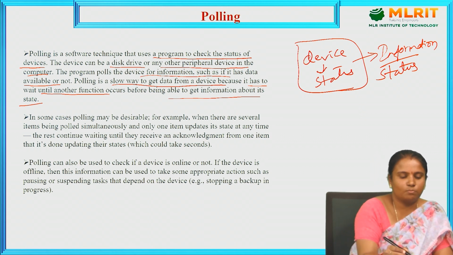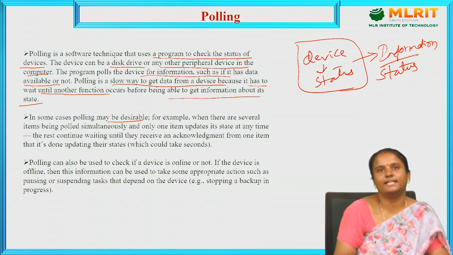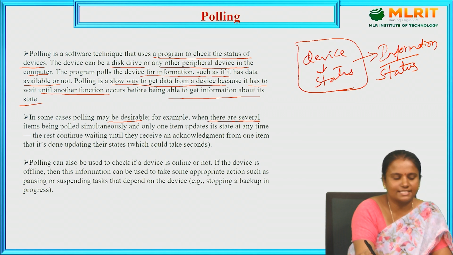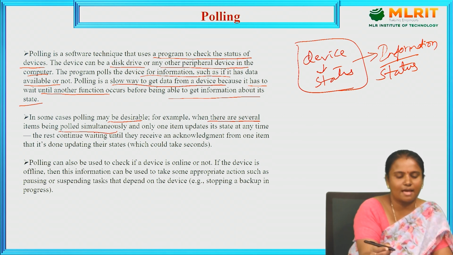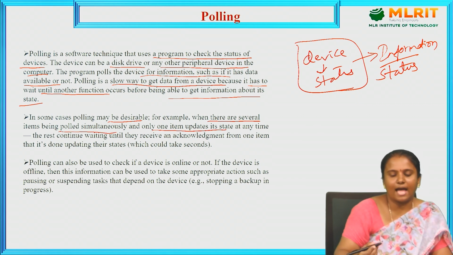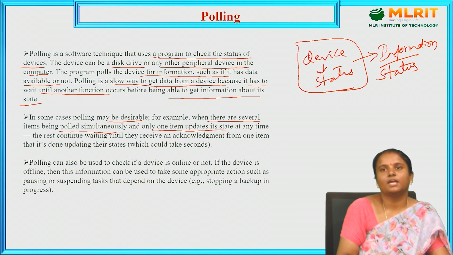In some cases, polling may be desirable. For example, when several items are being polled simultaneously, only one updates its state at any time. So here polling may be desirable. Sometimes a device may be attached or detached. When several items are being polled one after the other, they go on checking the status. So one item updates its state at any time, and it may get the status of that device at any time.